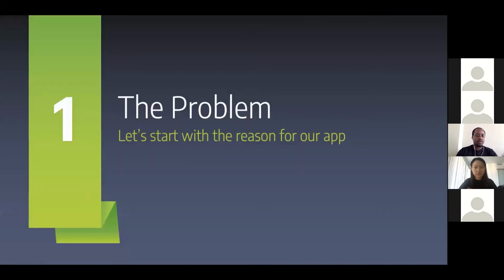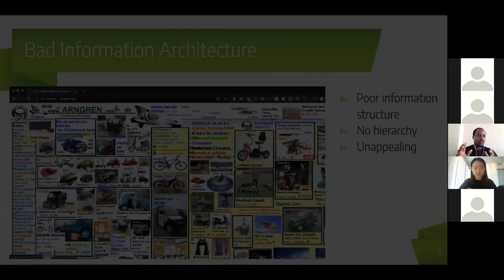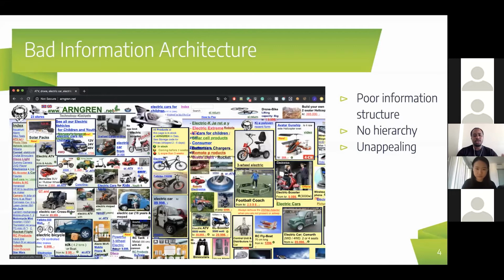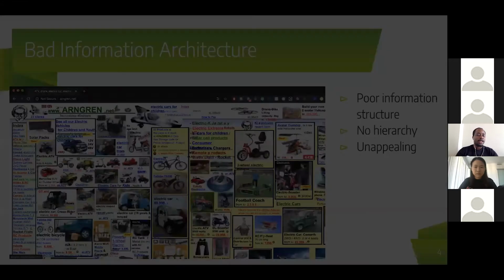So what's the problem that made us design what we did? Imagine if you went to Amazon and got on this website. You'd probably still be able to get what you want, but it would take you a long time, and some people might just get frustrated trying to find what they want. This is because it has a poor information structure, there's no hierarchy, and it's totally unappealing. And that's where Qsort comes in.